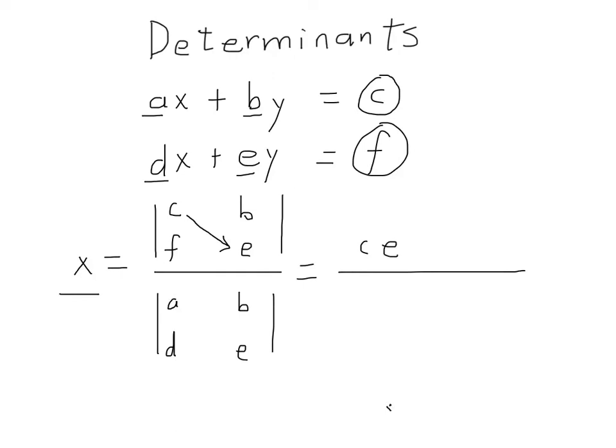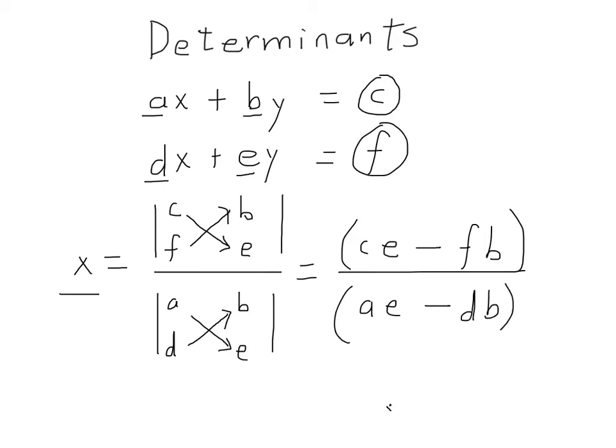To evaluate these two determinants, we're going to multiply down the diagonal and form the product CE, and we're going to subtract from this product the product we get when we multiply up the diagonal from F to B, FB. And we're going to evaluate the determinant in the denominator in the same manner. So form the product AE and subtract from that product dB. So we can say that x is equal to CE minus FB divided by AE minus dB.